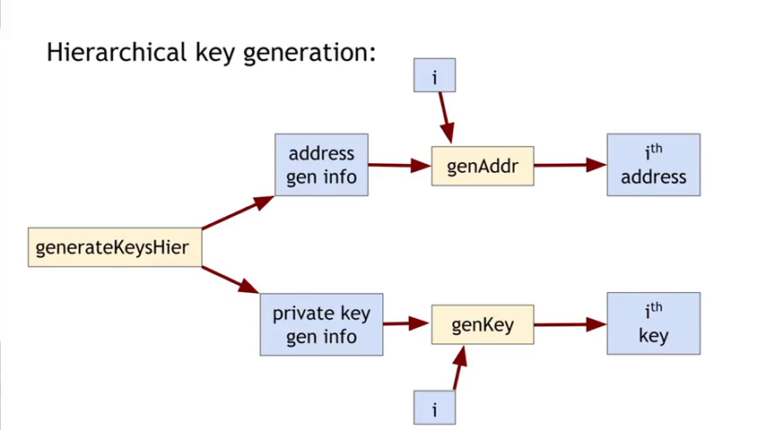The other thing that's important is that we have a security property, and the security property is this: the address generation info doesn't leak keys. That is, it doesn't leak any information about what the keys might be. And that means that it's safe to give the address generation info to anybody, and so anybody can be enabled to generate the ith address.